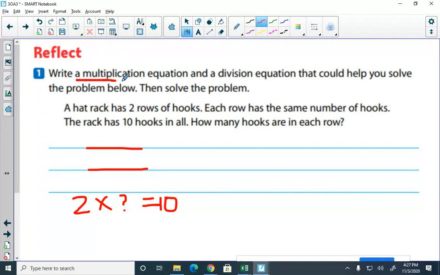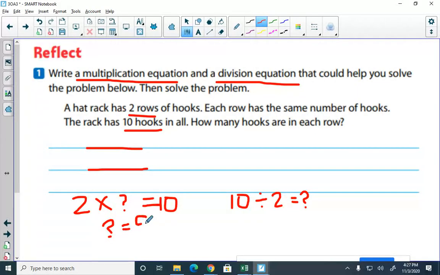Write a multiplication equation and a division equation. All right, so that's a multiplication equation. If we have 10 hooks that need to go on each of 2 rows, 10 divided by 2 would equal what? We may know it in our head, but we're not given that part. We're given these 2 numbers, and those are the ones we work with to create a number sentence, an equation. How many hooks are on each row? Well, if we know our facts, we know we can put a 5 in here. So we would say that the unknown or question mark would be 5.